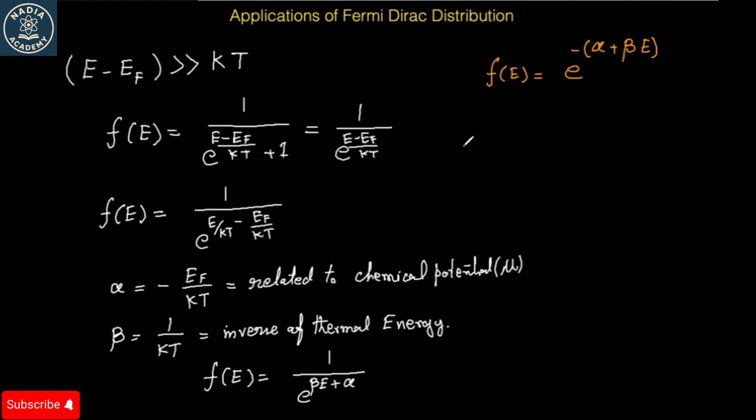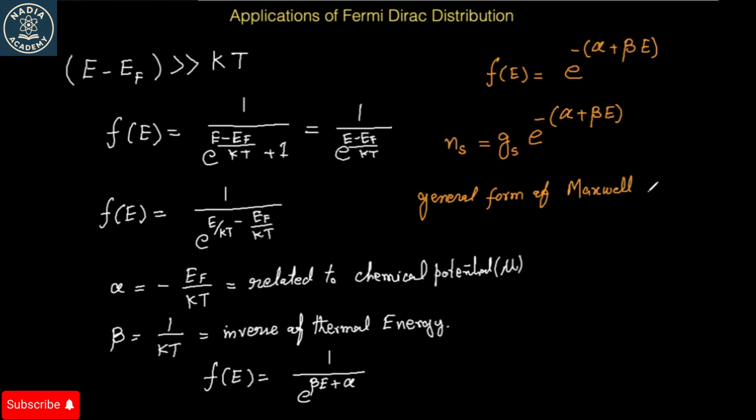Then in that case, you can calculate that your particle distribution ns is equal to gs times e to the power negative alpha plus beta times E. So what is this? This is a general form of the Maxwell-Boltzmann distribution.